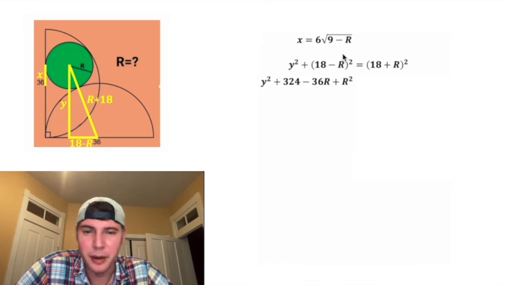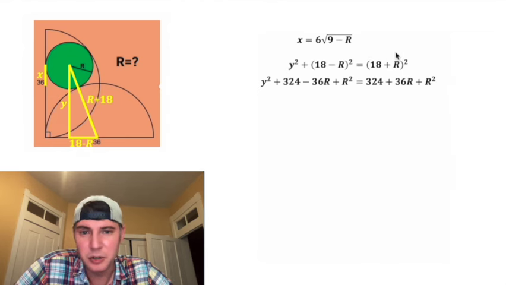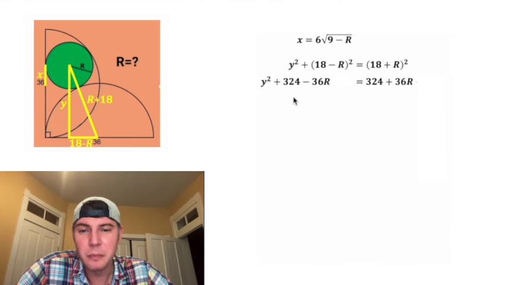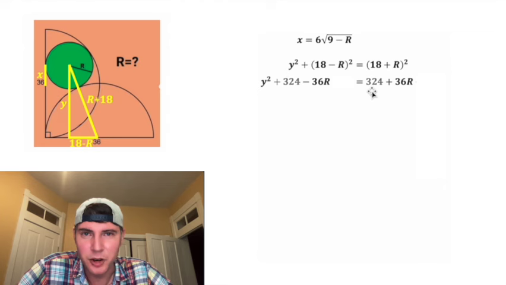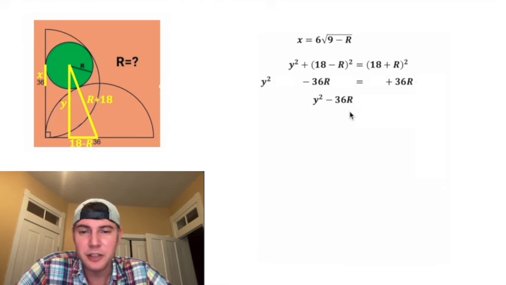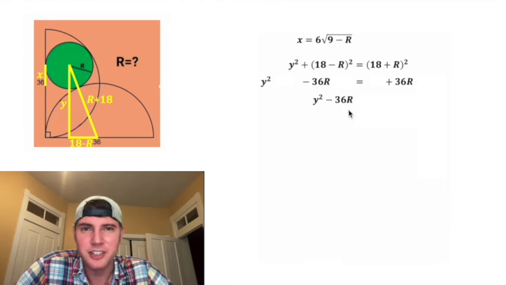It was 324 minus 36r plus r squared. And then 18 plus r squared would be 324 plus 36r plus r squared. So now we have an r squared on both sides, so those will cancel each other out. And we have a positive 324 on both sides, those will also cancel each other out. So all we're left with on the left-hand side is y squared minus 36r. And all we're left with on the right-hand side is 36r.